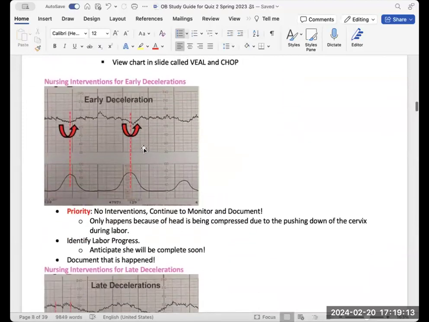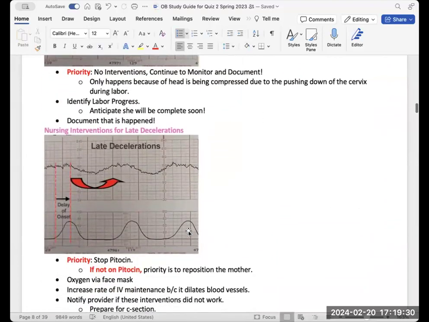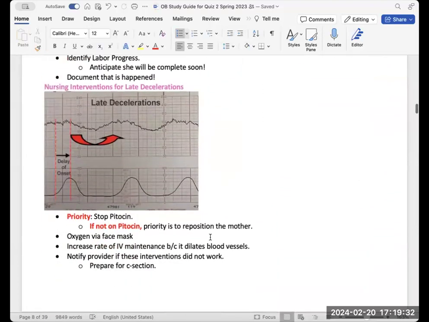We talked about what early deceleration means. The fetal heart rate is going to decrease at the same time as the uterine contraction due to head compressions. So we don't need interventions because this is normal. We just continue to monitor and document. Normal, a part of the labor process. We expect the baby to pop out soon.